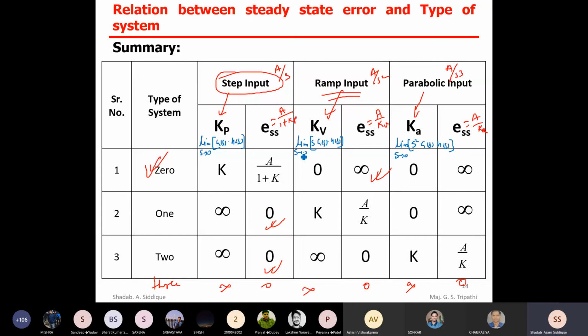Now you will just see, type 0 means in the denominator s to the power 0, or you can say in the denominator 1 by s to the power 1, one pole at origin. This is 1 by s square. Now please see, s to the power 0 means there is no s. That means there will be finite error. For analogy, I'm just giving you the idea. Here power 1, here power 1, that means this will be finite. Here this is 2, this is 2. So in this row, this will be finite.